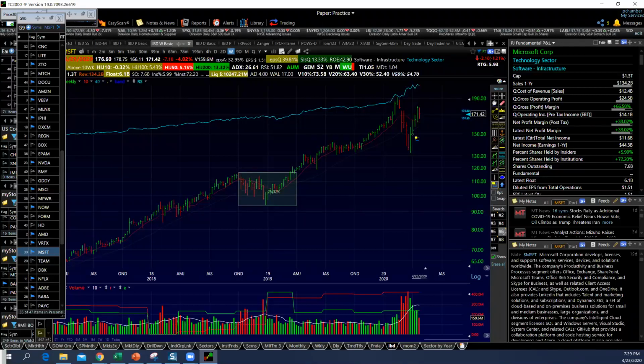You can do the same thing over here. Here's the little box, so it's in a consolidation. When it comes out, I'm going to buy it.